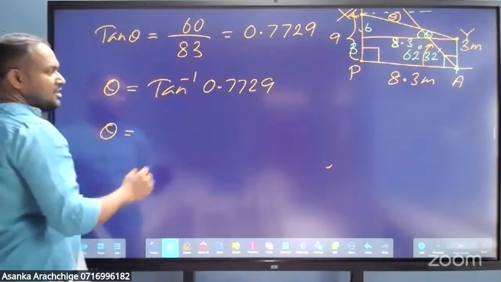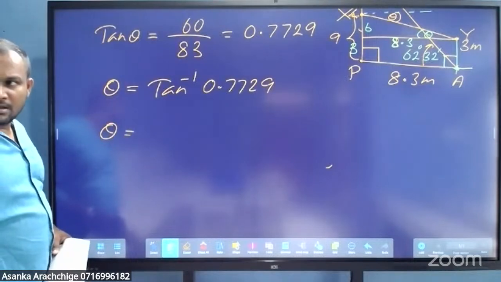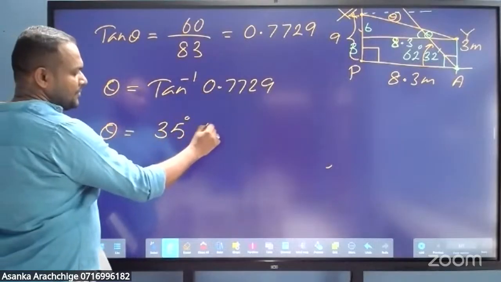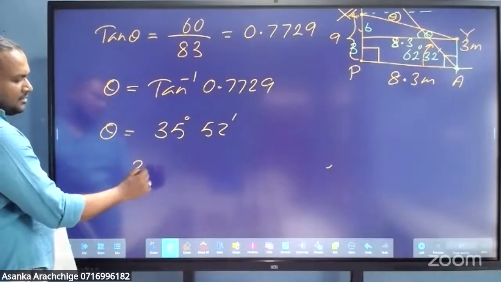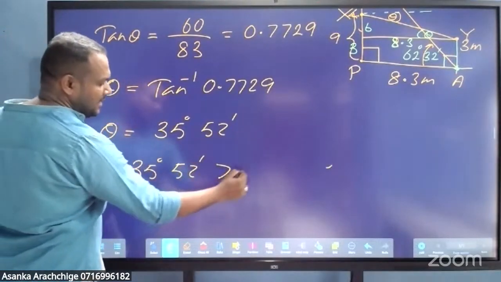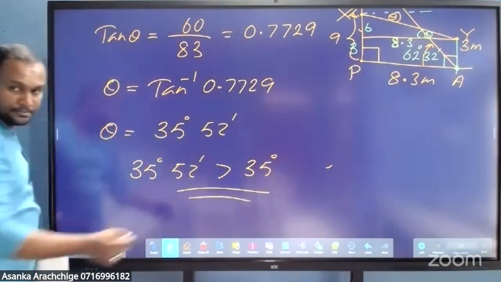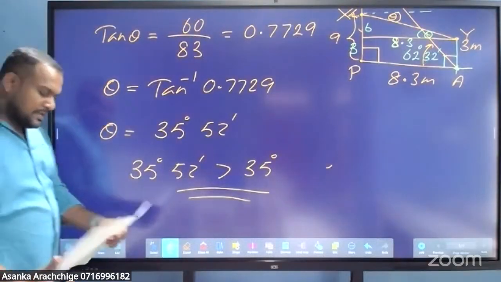Now tell me the location. 35 degrees and 52. Then you can say 35 degrees, 52 minutes greater than 35 degrees. Right.